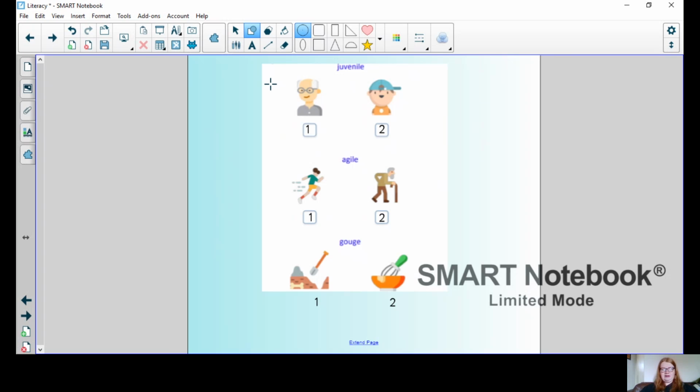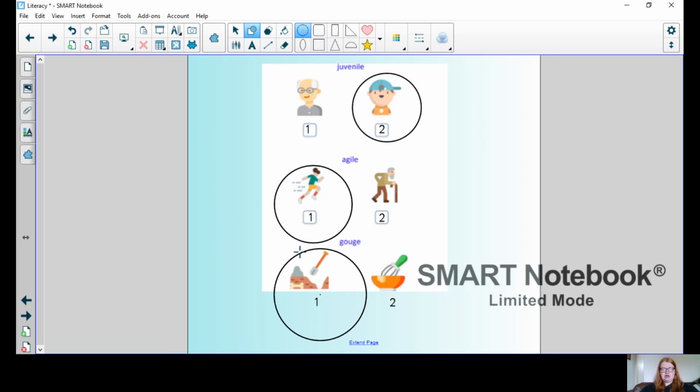So I'll give you some answers now so you can mark them. So juvenile then, picture number 2 shows a juvenile. That shows a young person. Picture number 1 shows somebody that's agile because they're moving quickly and easily. And picture number 2 shows the verb gouge. It shows a spade making a rough hole in some brick. Hopefully you got those right, so well done if you did.